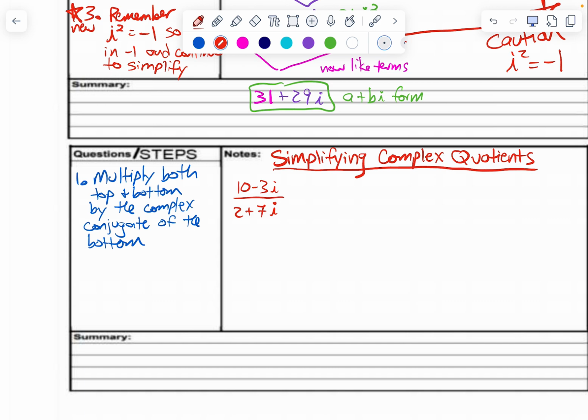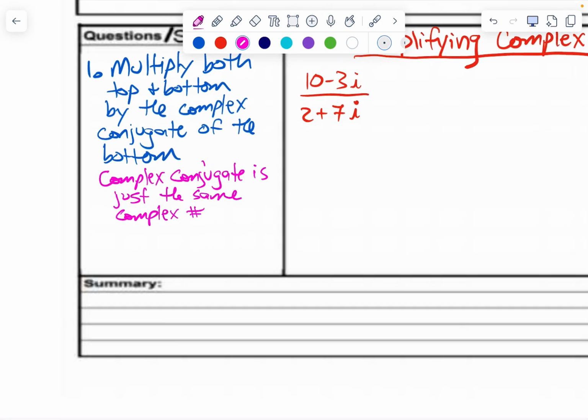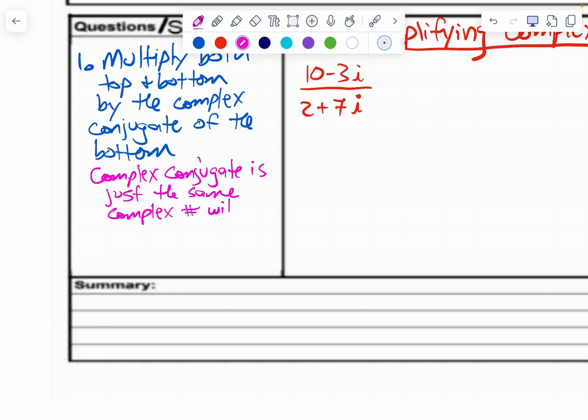So the complex conjugate is just the same complex number with the middle operation switched. So we'll just do a couple quick examples on the side here.